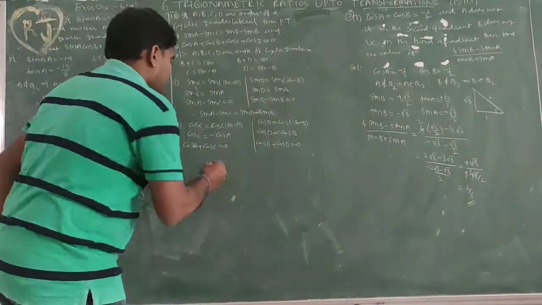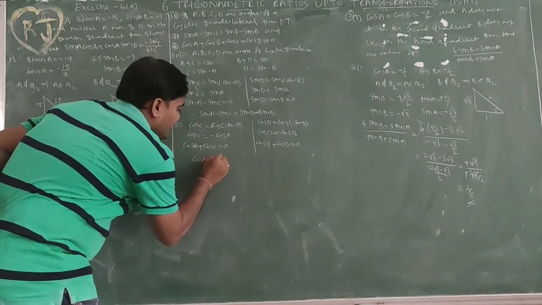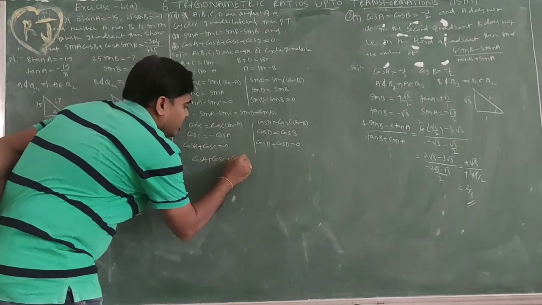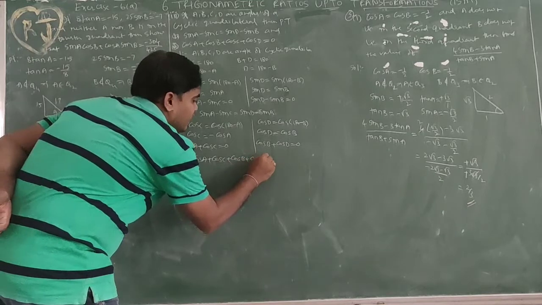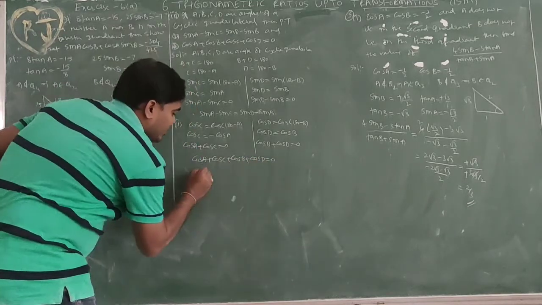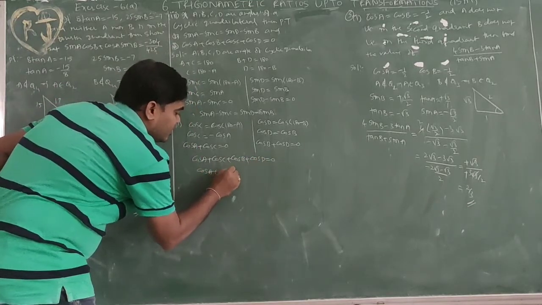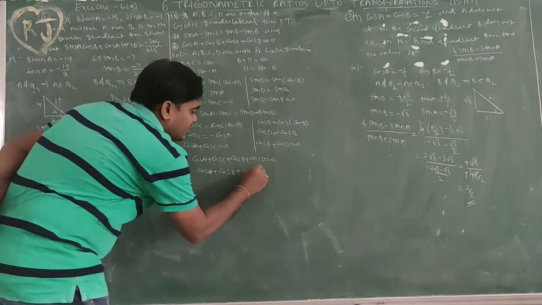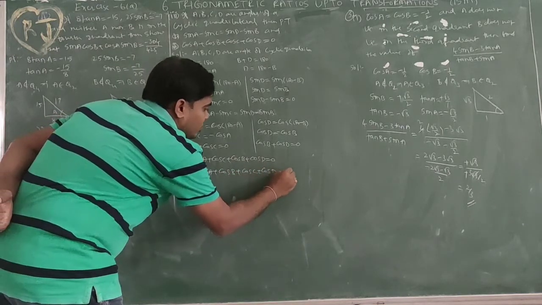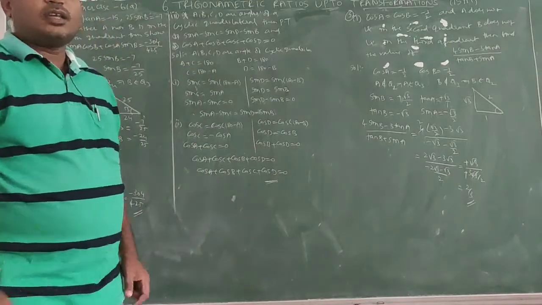Adding these two equations, cos A plus cos C plus cos B plus cos D equal to 0. I want to write in order: cos A plus cos B plus cos C plus cos D equal to 0. So this is the required proof.